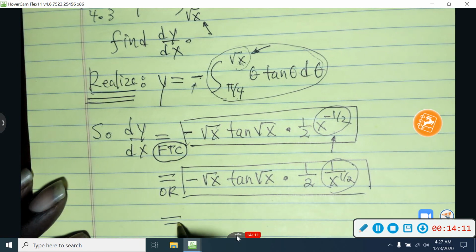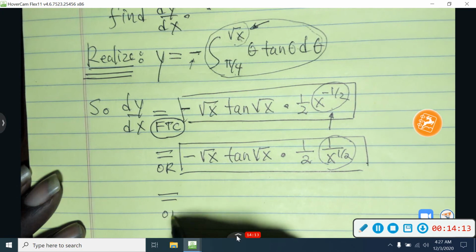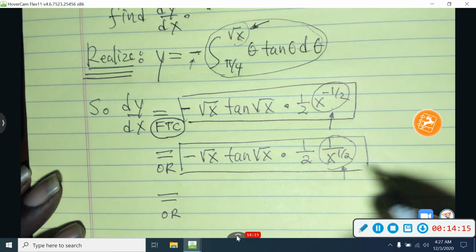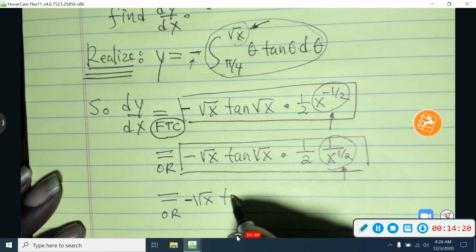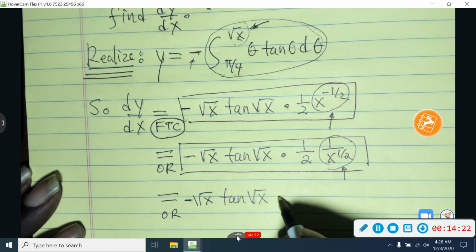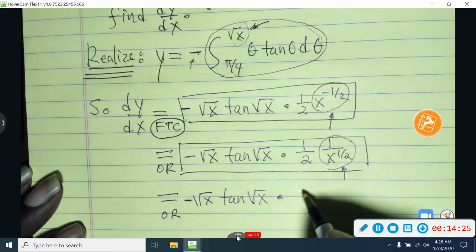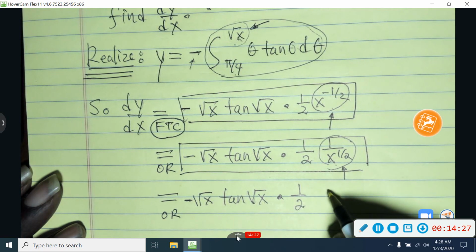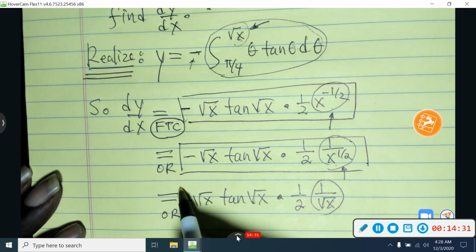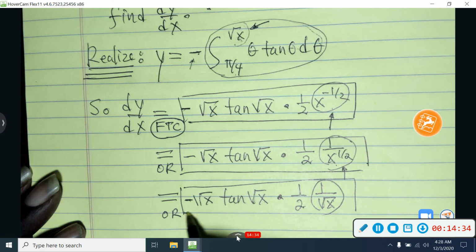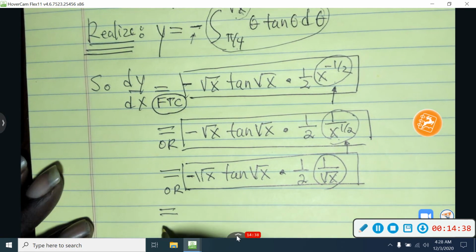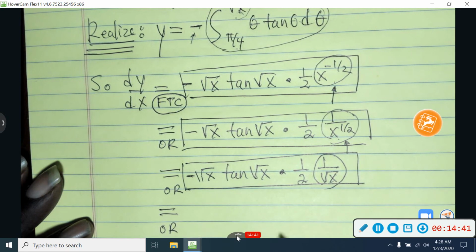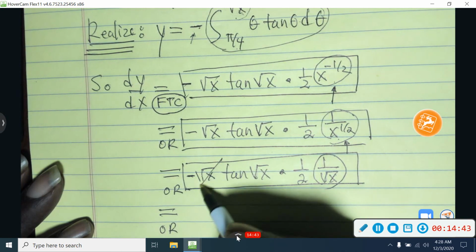But you won't see that in the back of the book, Johnny, because I'm going to rewrite now this one. That's minus the square root of x tangent square root of x times, instead of x to the 1/2, I'm going to write 1 over root x. So you could write the answer like that if you wanted to, but you won't see that in the back of the book. Why? Because you can write it another way if you wanted to, because these cancel.